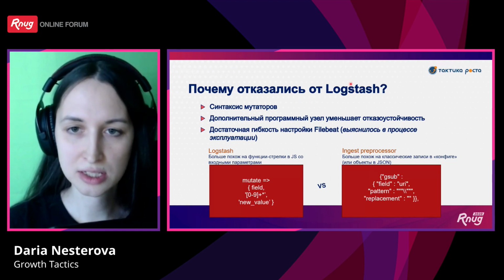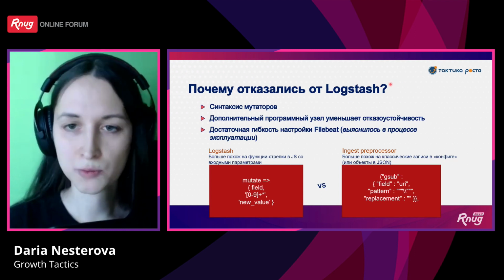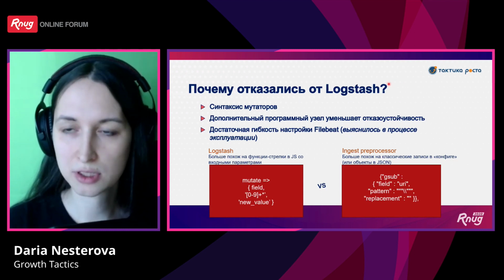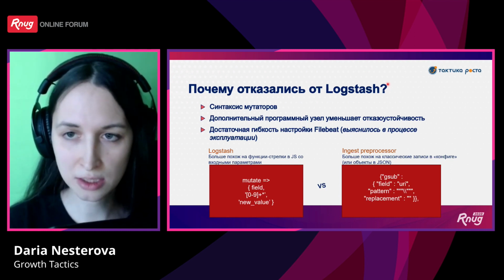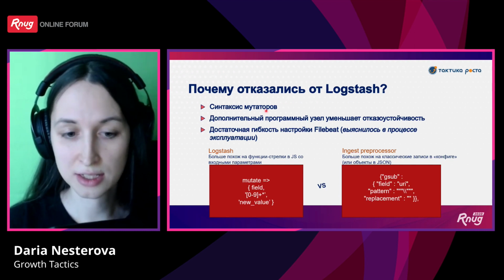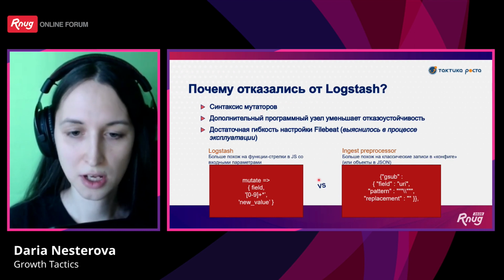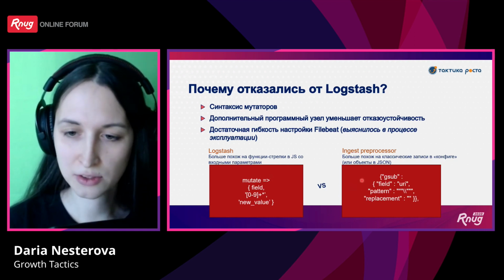Why did we decide to refrain from Logstash? Logstash is a part of Elastic Stack, so I have to tell about this. Our entire team are classic system administrators, not programmers. For that reason, the syntax of mutators was a little bit frightening for us. Take a look at this example. It looks more like JavaScript. I'm talking more about the arrow function.